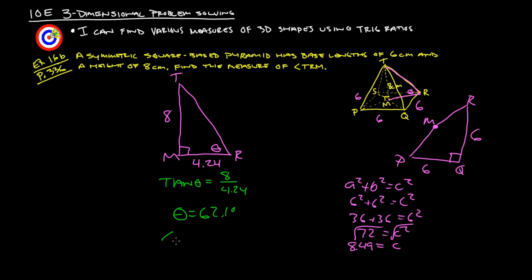So angle TRM is, again, we should use the squiggles to say that it's approximately 62.1 degrees. All right, so that's all we have for that.